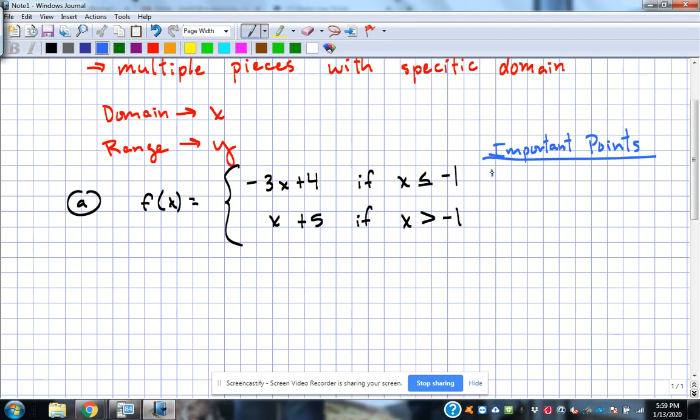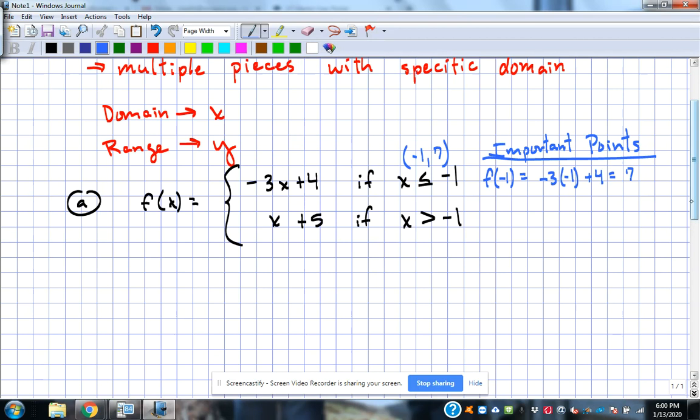If I plug negative 1 into that first function, that'd be negative 3 times negative 1 plus 4, and we get a y value out of that. So it'd be 3 plus 4, which is 7. So the first important point for this first piece is at negative 1, positive 7.